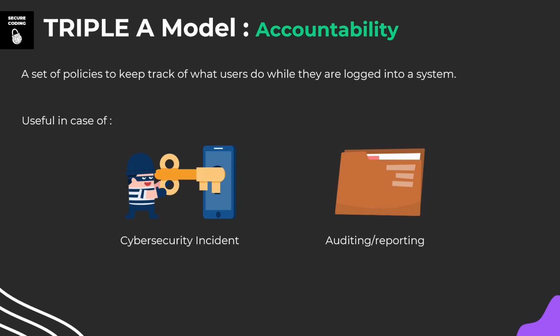Now suppose one day a grade is changed unexpectedly. If the school has proper accountability measures in place, they can check the logs and see exactly who changed the grade and when. If it turns out a teacher changed a grade for a student that's not in their class, the school can spot this and take action. And that's the power of accountability.